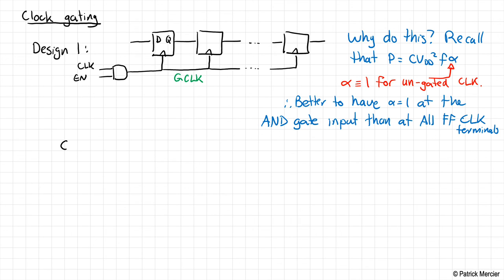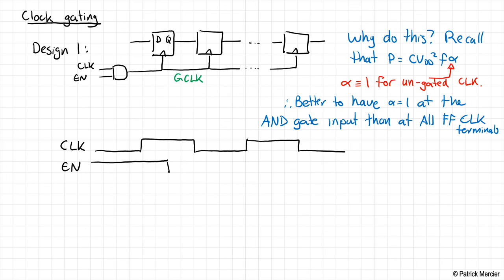So let's take a look again at a timing diagram. Surprise, surprise. Let's take a look at what happens in the following scenario. Let me make my clock a nice 50% duty cycle clock here. Okay, there we go. Let's imagine that the enable signal looks something like this. Let's say we have a short period of time when we don't have to clock the flip-flops. Now, this is not really a case when you would want to leverage clock gating, but this is just an example, I guess.